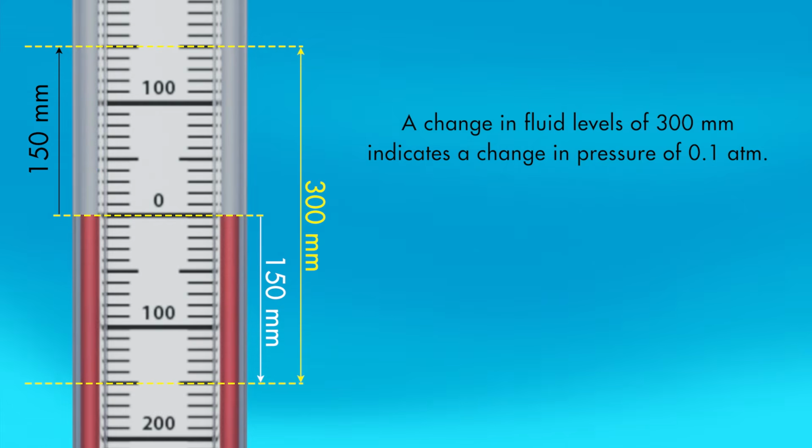A change of 300 millimeters of the fluid levels indicates a change in pressure of 0.1 atmospheres. Since the pressure decreased, this indicates a 0.1 atmosphere drop in pressure. So, the new pressure, P2, would be 0.9 atmospheres. Let's see if the change in pressure indicated by the manometer matches what we would determine using the equation for Boyle's law.